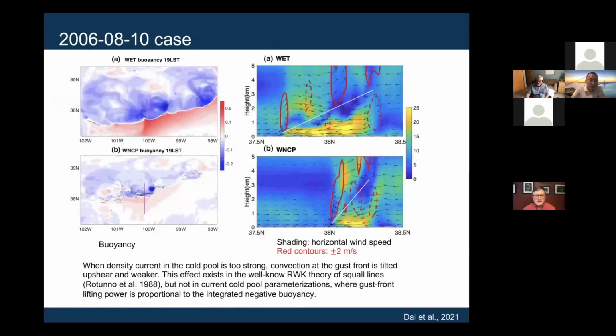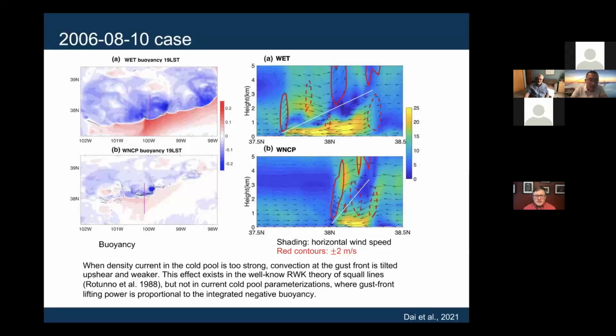First, we look at the buoyancy in the left panels. With the corpus, there's strong negative buoyancy. However, such strong corpus does not indicate that the gas front convection is stronger.